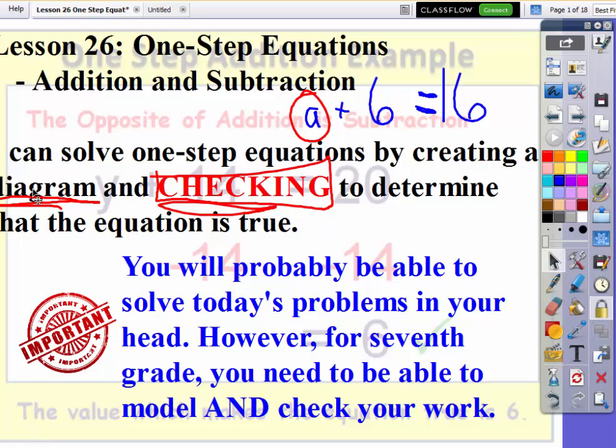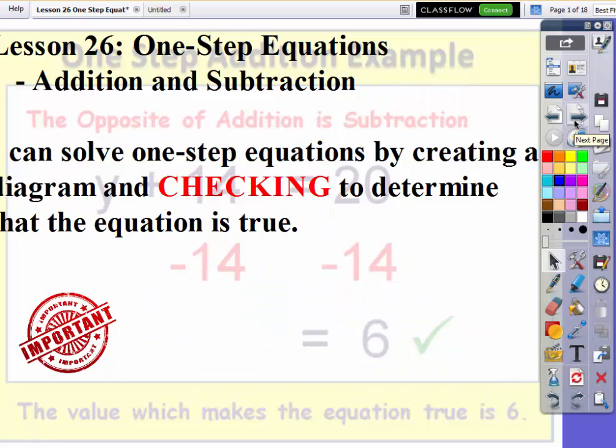This is going to be a foundation for what you need to do in 7th grade, and you might look at the problems today and say they're really easy, but you need to be able to make that diagram, that model, and check your work because the problems are going to get harder, especially when you reach 7th grade next year.